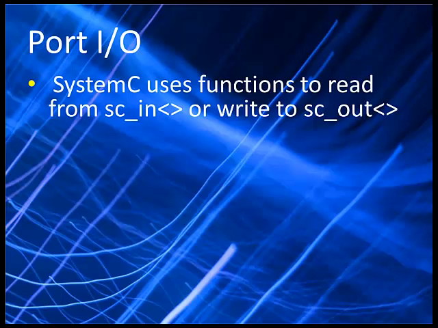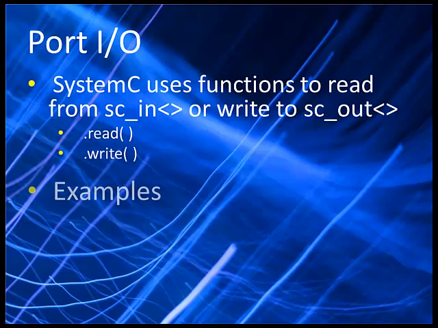First, let's learn how SystemC deals with the reading and writing of ports. The sc_in port class has a function called read to read values from it, and the sc_out port class has a function called write to write values to it. So for example, if you had an input port INP and wanted to assign its value to a local variable x, you would write the expression x equals INP.read.